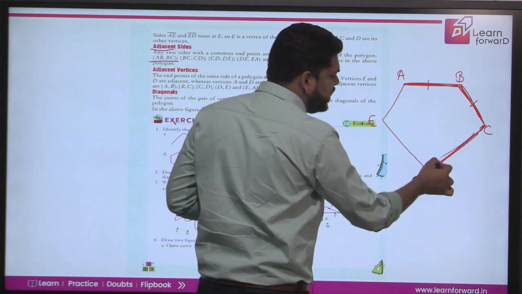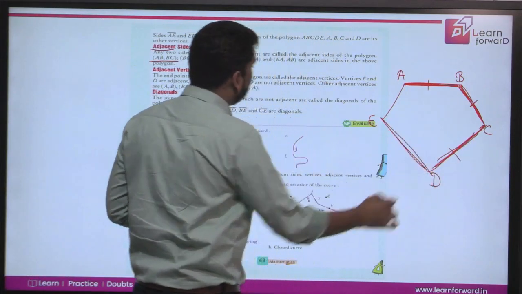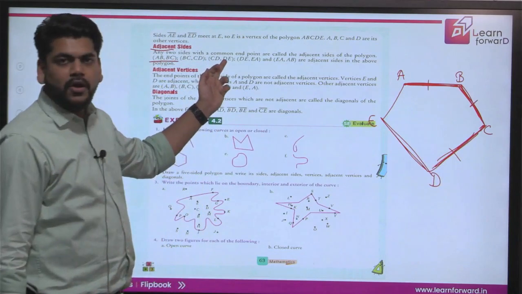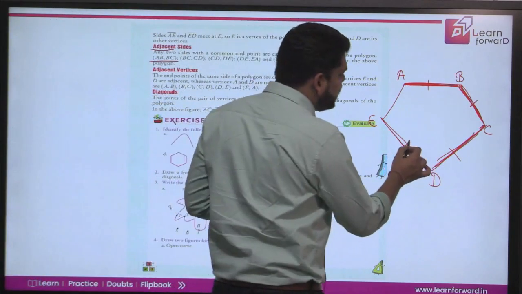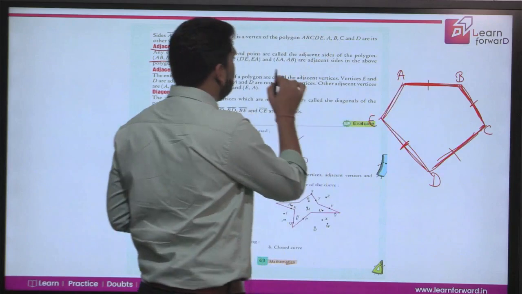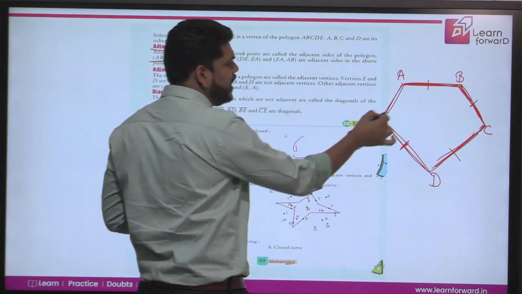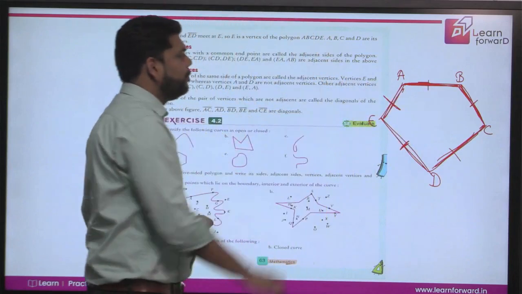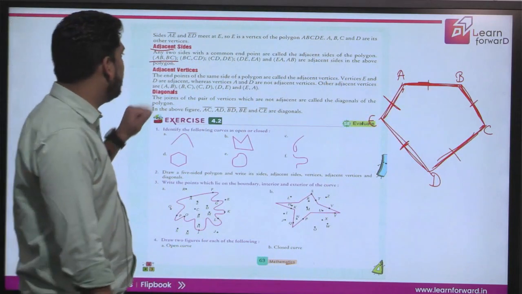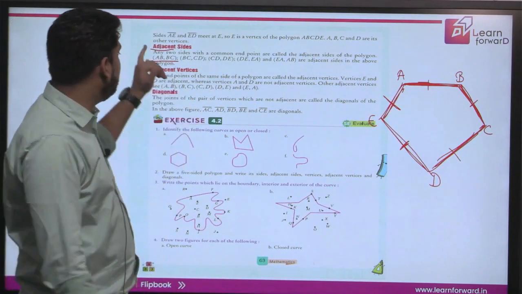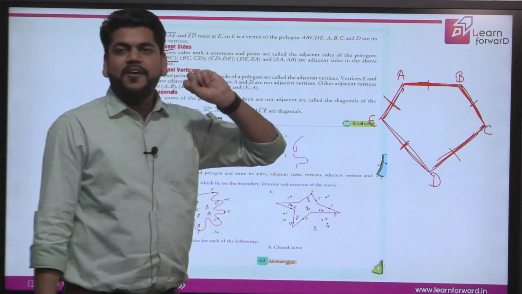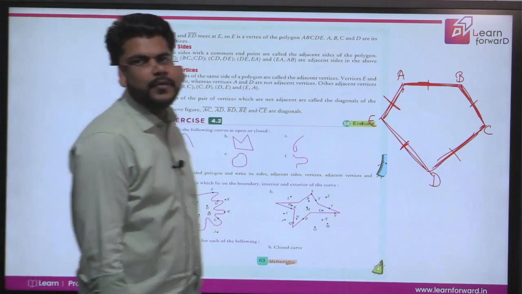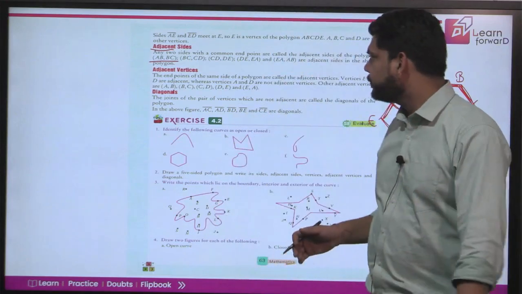Now CD is the neighbor of DE. And DE is the neighbor of AE. Also AE is the neighbor of AB. So in a 5-sided figure, how many adjacent sides are there? 1, 2, 3, 4 and 5. Clear? I hope this concept is clear to you.